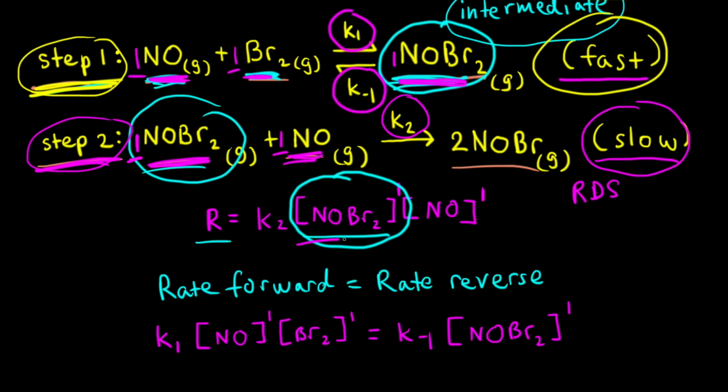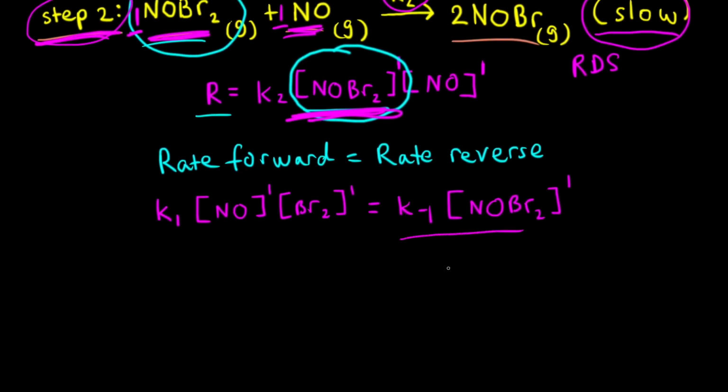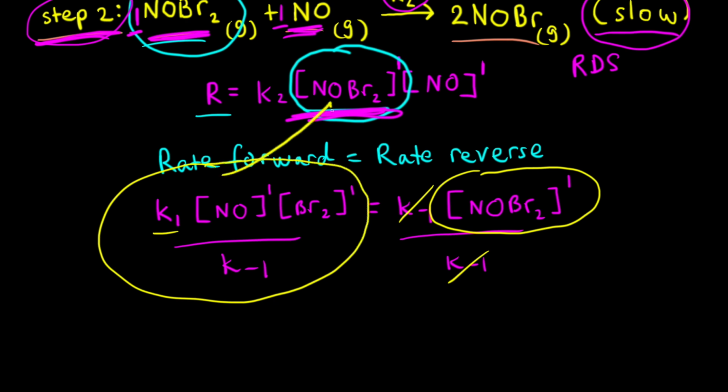Next, our goal is to substitute in for the concentration of our intermediate. And so we can divide both sides of the equation by k minus 1. On the right side, k minus 1 cancels out, and we get that the concentration of our intermediate, NOBr2, is equal to k1 times the concentration of NO to the first power times the concentration of Br2 to the first power, divided by k minus 1. Next, we can substitute all of this in for the concentration of our intermediate.